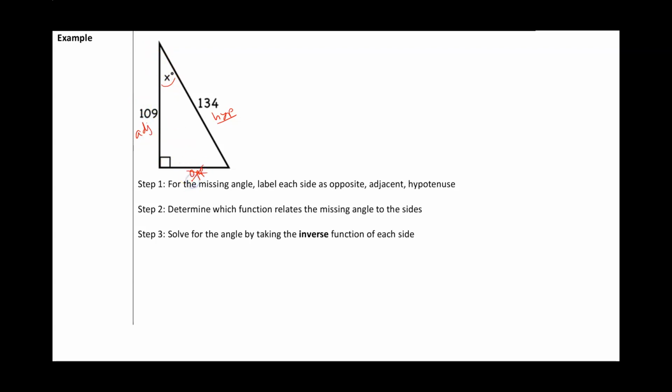The opposite side we don't care about because we're given the adjacent and the hypotenuse. So in SOHCAHTOA, we have to think about which function relates the adjacent and the hypotenuse, and that's going to be the cosine function. So I'm going to say that cosine of x equals the adjacent, which is 109, divided by the hypotenuse, which is 134.